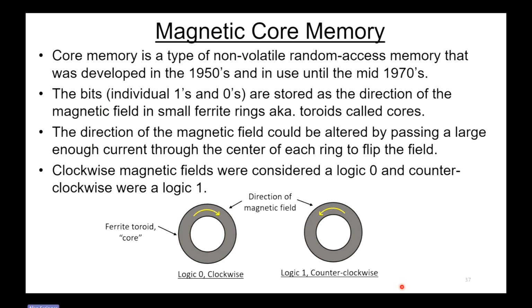So the bits, individual ones and zeros, were stored as the direction of the magnetic field in small ferrite rings, aka toroids, and these rings are called cores. The direction of the magnetic field could be altered by passing a large enough current through the center of each ring to flip the magnetic field. Clockwise magnetic fields were considered to be a logic 0, and counterclockwise were considered to be a logic 1.